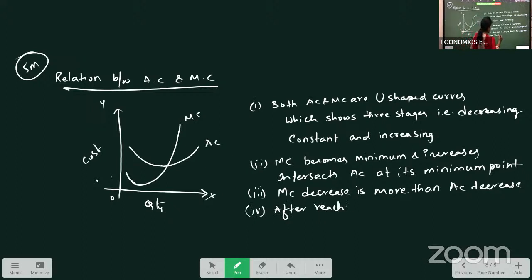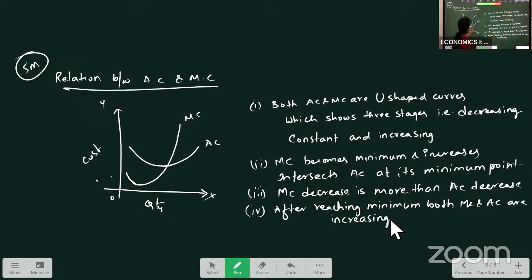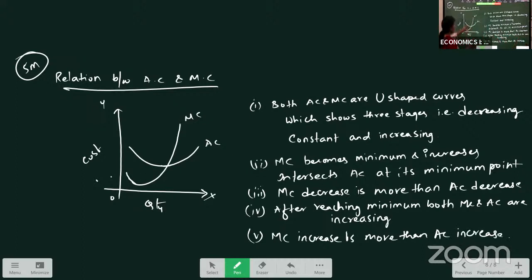After reaching minimum, both MC and AC are increasing. When both are increasing, another point you can write: MC increase is more than AC increase. Okay, see in the graph, MC is increasing faster than AC over here. Okay, so the same thing that we observe in the graph, only those points we are writing as a relation.